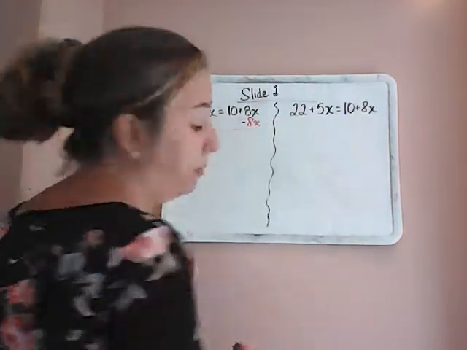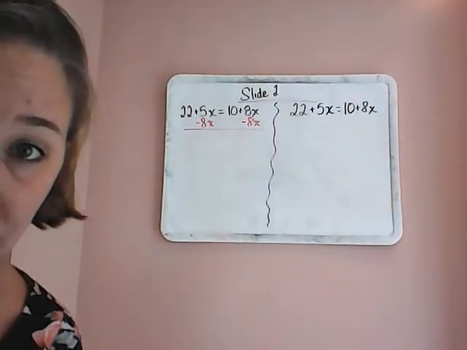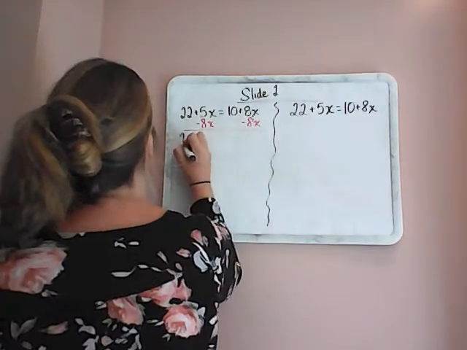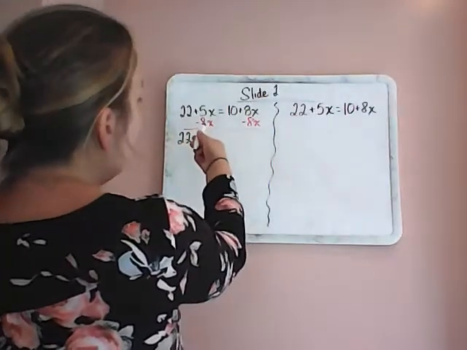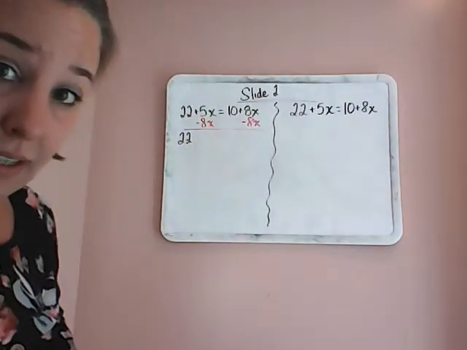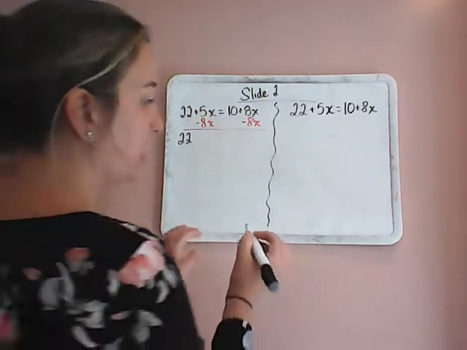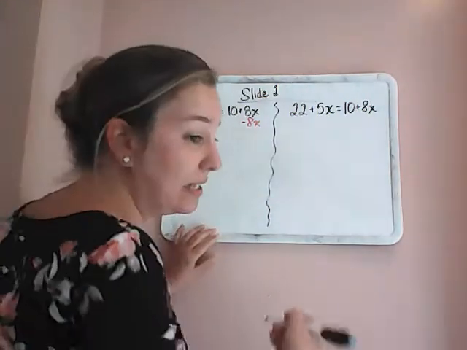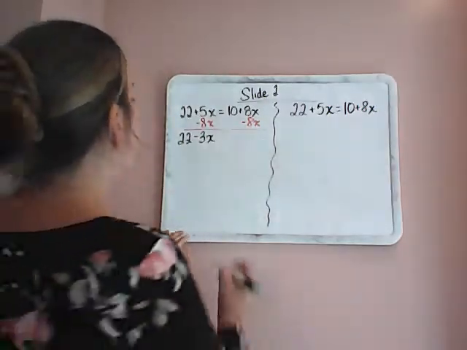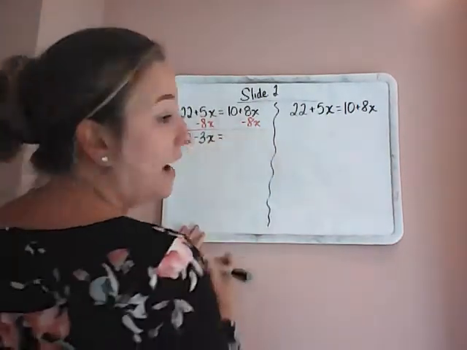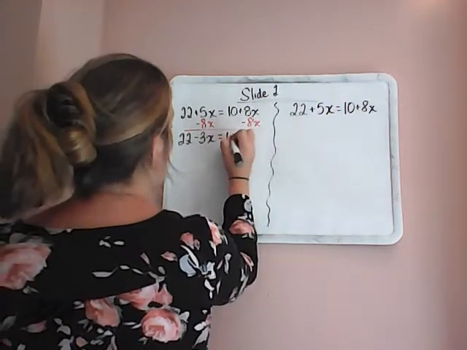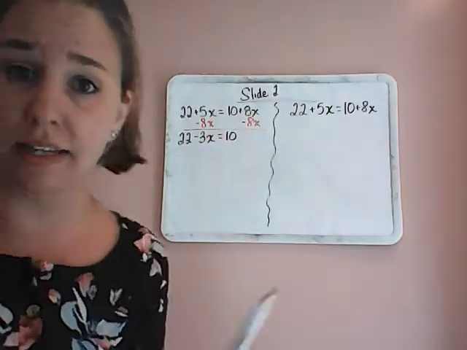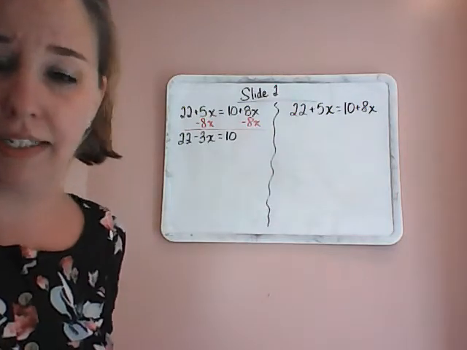Right? Okay, cool. So that 22, we never touched it. It's just going to come right down. 5x minus 8x. That's a negative 3x. So I just write minus 3x, because minus and negative are the same thing. Equal sign comes down. The 10, which I never touched, also comes down. And then 8x minus 8x is 0, so I'm not going to write it. That's why I did it.